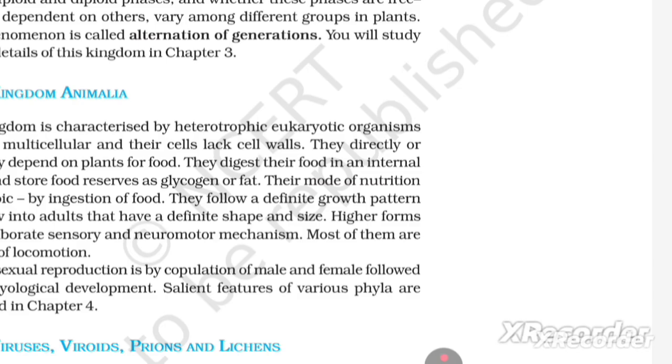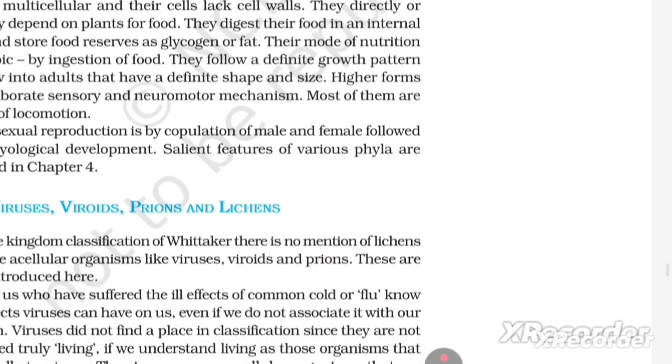They follow a definite growth pattern and grow into adults that have a definite shape and size, have higher forms, show elaborate sensory and neuromotor mechanisms. Most of them are capable of locomotion. The sexual reproduction is by copulation of male and female, followed by embryological development. Salient features of various phyla are described in chapter 4.